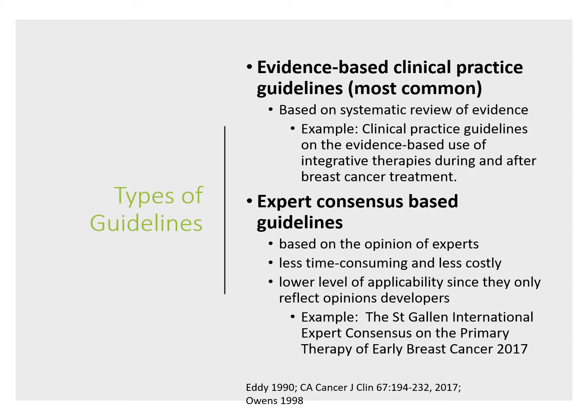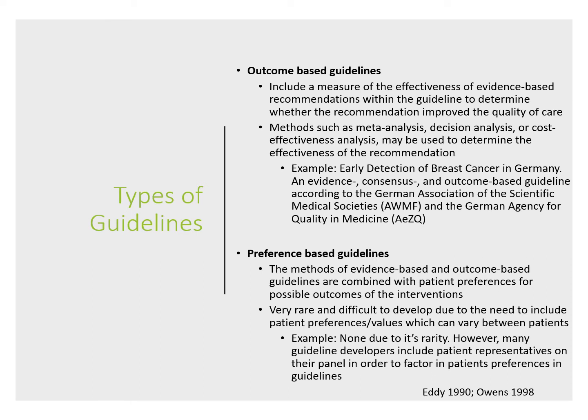The second type of guideline is the expert consensus-based guidelines. This type of guideline is based on the opinion of experts. It is less time-consuming and less costly. However, it has a lower level of applicability since they only reflect the opinions of developers. An example of this is the St. Gallen International Expert Consensus on the Primary Therapy for Early Breast Cancer 2017.